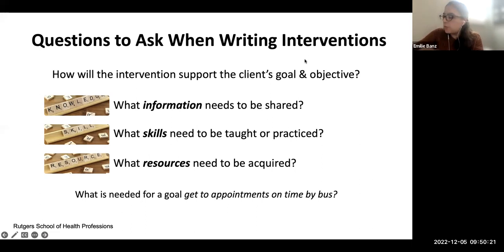What do you guys think? This is just an open-ended question. Please put your answers in the chat box. What do you guys think?